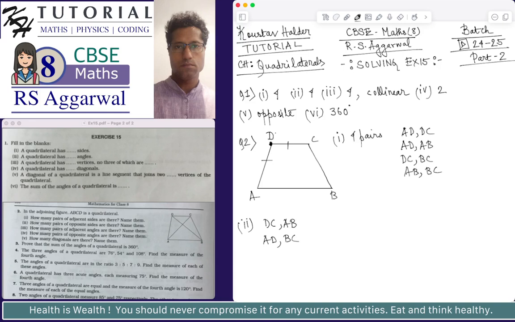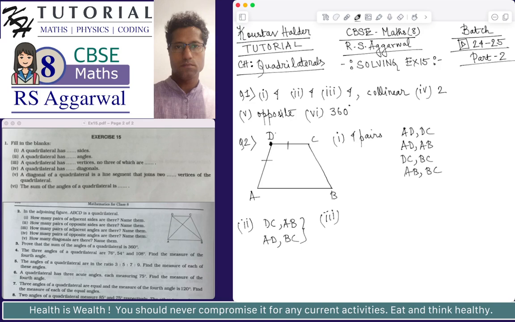As you can see, the side DC has endpoints C and D, and the side AB has endpoints A and B. So they are totally different. Similarly, for the pair of sides AD and BC, the side AD has endpoints A and D, and the side BC has endpoints B and C, and they are totally different. So these are the two pairs of opposite sides in this quadrilateral.